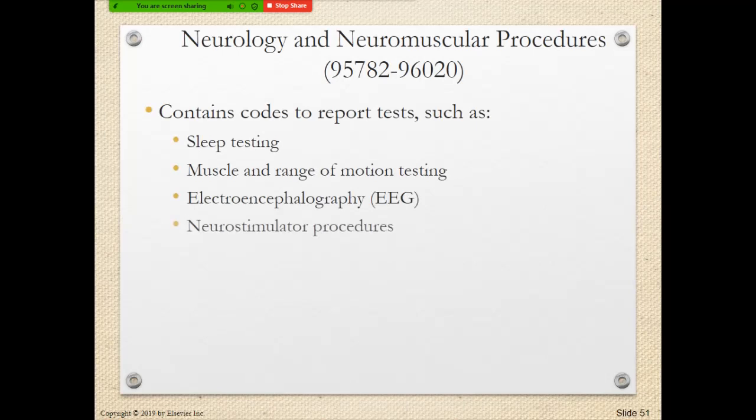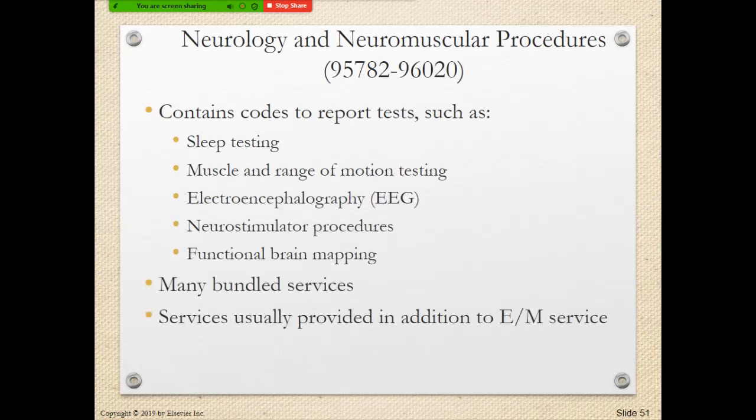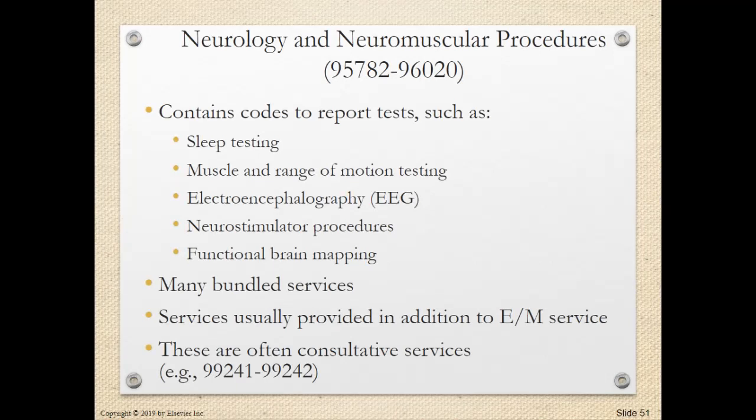So we're moving to neurology and neuromuscular procedures, 95782 through 96020. These codes are usually used by neurologists. They contain codes to report tests such as sleep testing. To code sleep tests accurately, the coder must know the parameters, what is being measured during the sleep test, and the stages of testing. In addition, many codes include a time component.